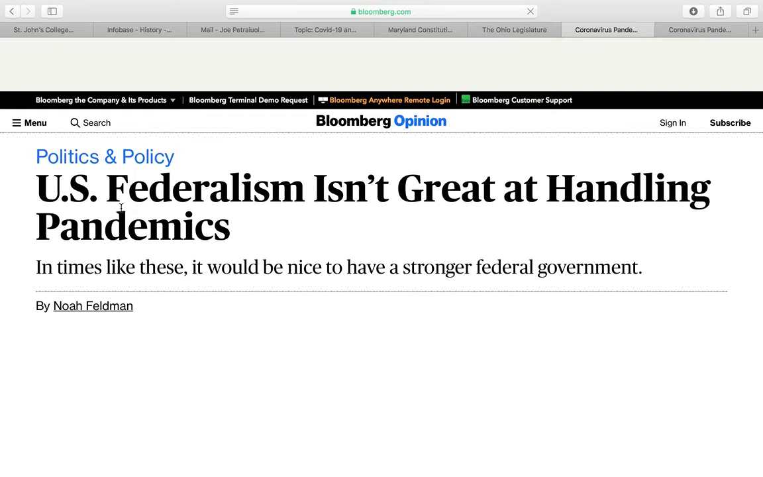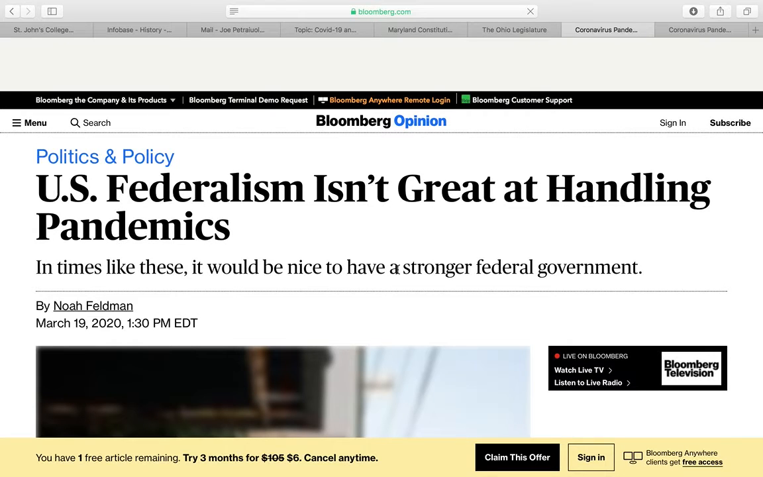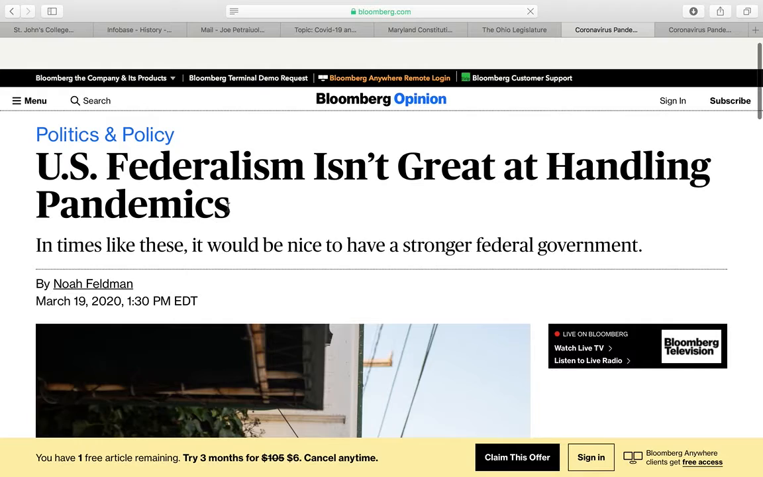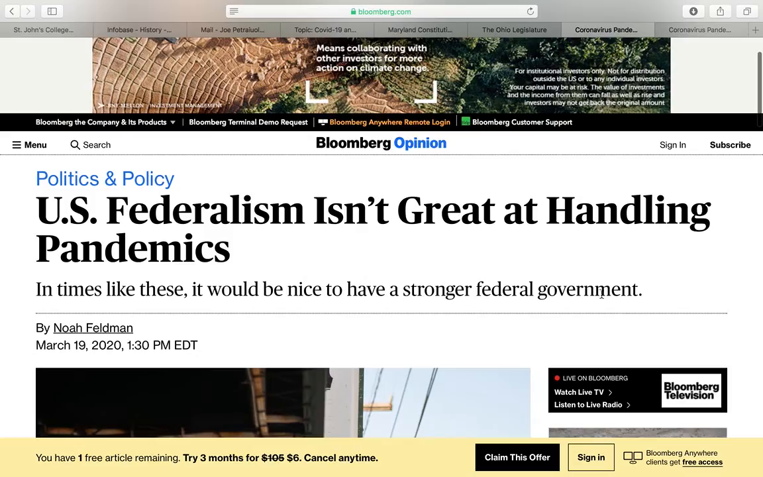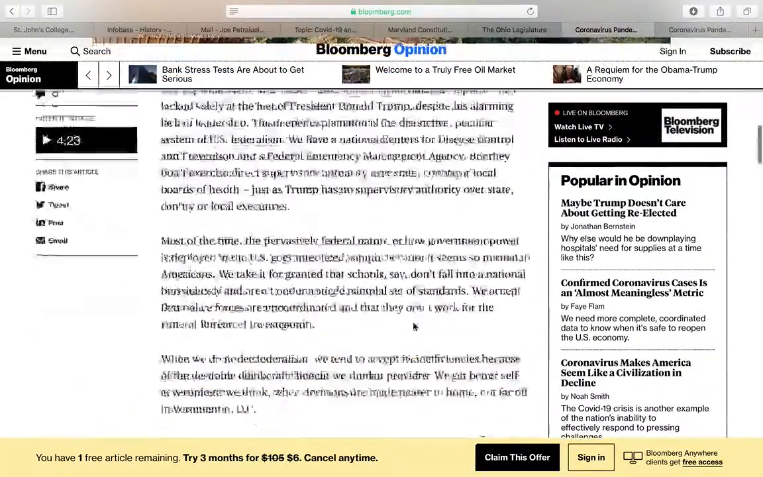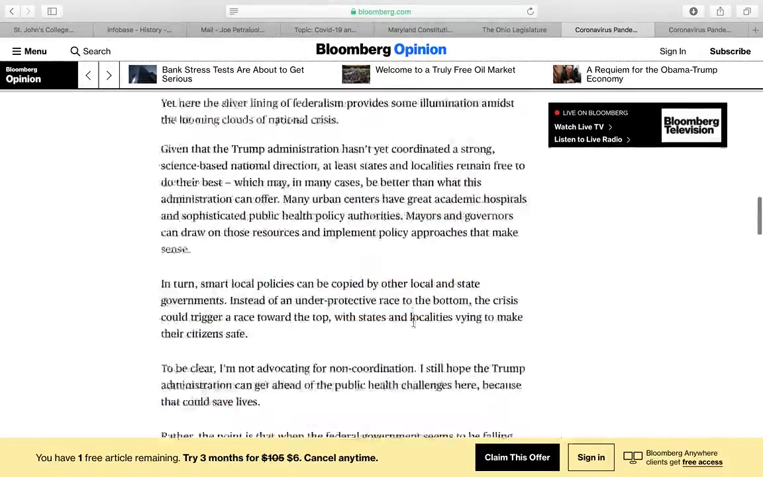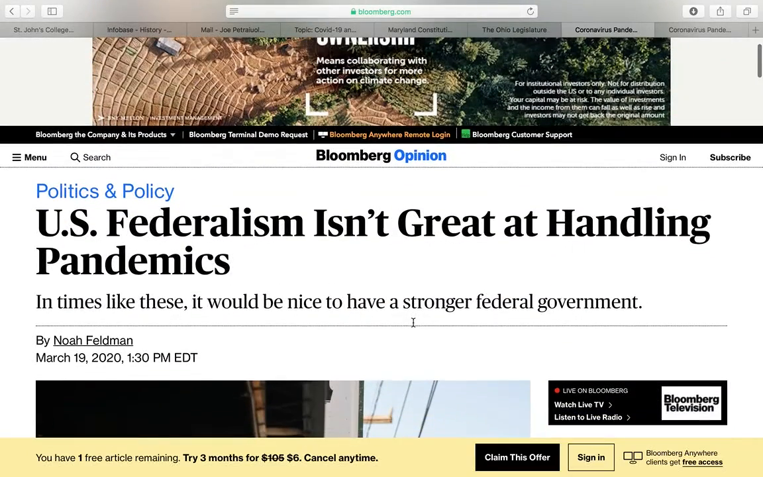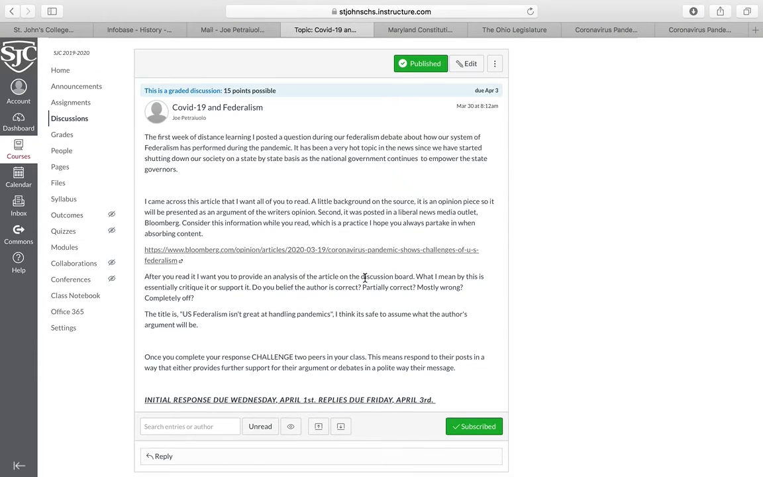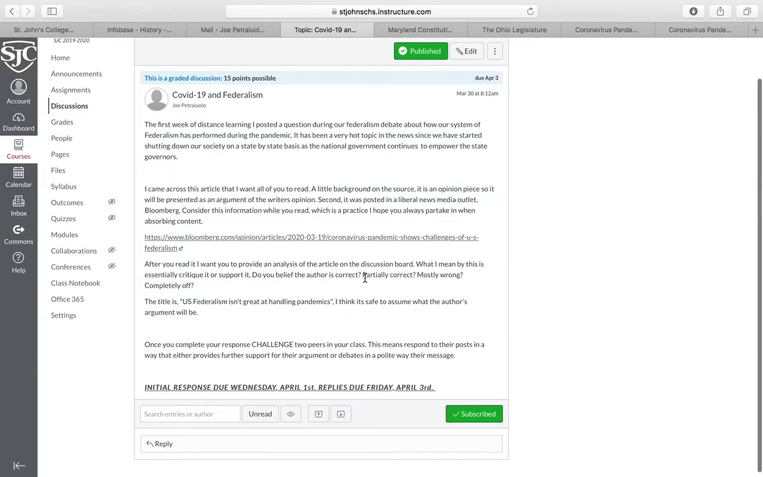So if you click on this piece, you'll see the title is U.S. Federalism Isn't Great at Handling Pandemics. Pretty safe to say you know what they're going to be arguing. And then it says, in times like these, it would be nice to have a stronger federal government. So then they go through and detail the reasons why they believe this and some things coming to fruition throughout these past couple weeks. Now, as far as the date of this, it's from March 19th, so this is roughly 10 days old. So it's not going to be fully updated with all the new details that have come out. But feel free to use those details to support yourself when you're putting in your opinions.